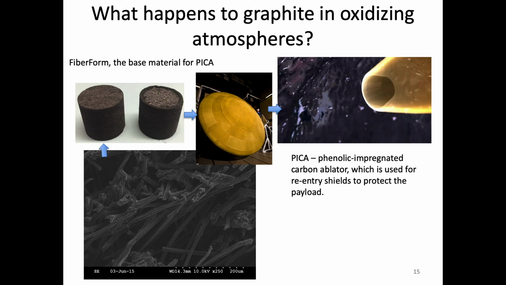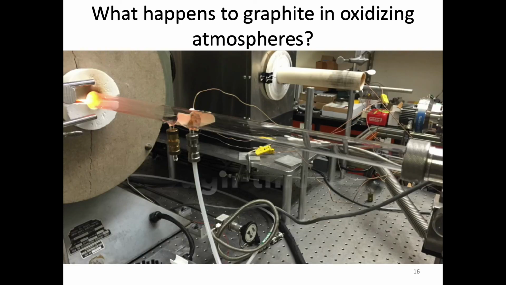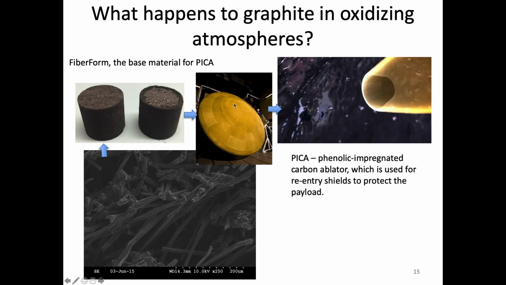But what happens is they tend to oxidize in atmosphere. Any oxygen will oxidize graphite. They use the term ablation in the NASA world, and that's one thing to keep in mind. I've got a video here that you can play on your own, but it basically shows one of these plugs, as we called them, this material, as it oxidizes at a high temperature when exposed to oxygen.